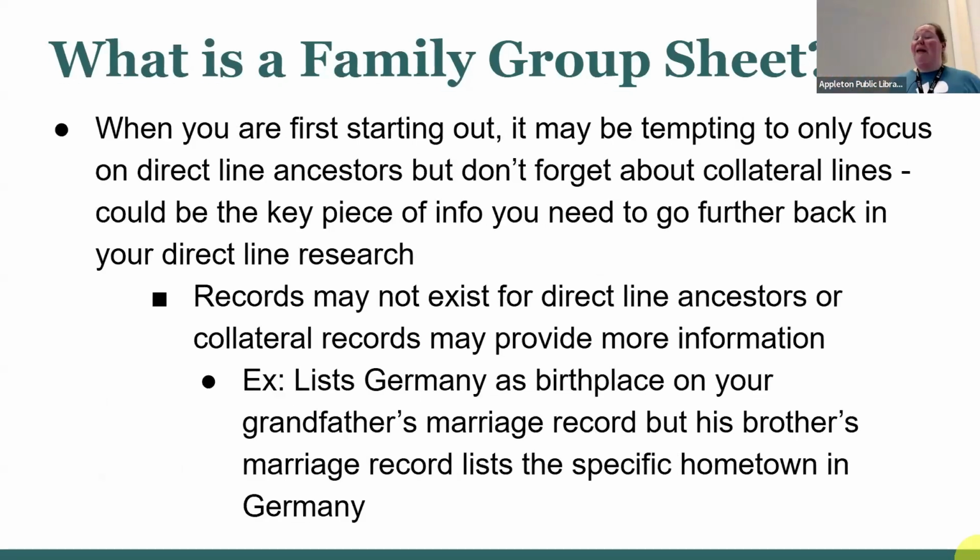When you're first starting out, you may be tempted to only search those direct ancestors because, hey, you want to know who you directly descend from. But those collateral ancestors could be a key piece of information to help you in your genealogy research for your direct line ancestors. For example, as you start researching genealogy, you may say, hey, my great-grandpa doesn't have a birth record. He's my direct ancestor. Well, maybe his brother or sister had a birth record and it lists some information like their parents, and I know I can connect them as brother and sister.